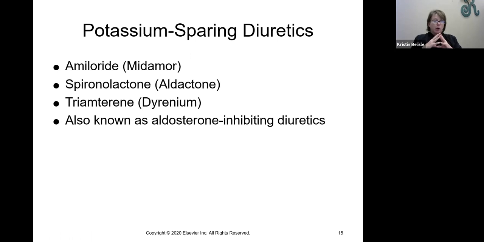So if you're using a potassium sparing diuretic, we're going to inhibit aldosterone. Normally aldosterone will keep sodium and excrete potassium. This is going to do the opposite. It wants to hold on. It's not going to get rid of your potassium, but it's going to pull the sodium, and where sodium is, water is going to follow.